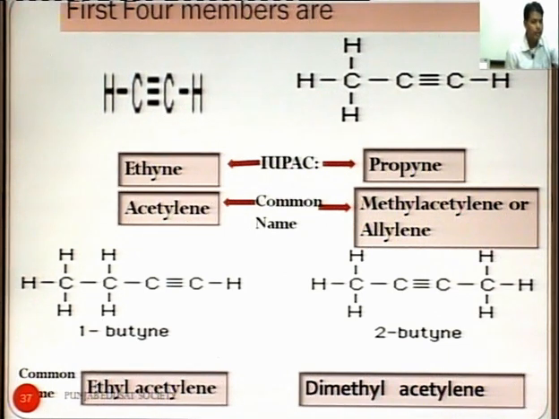Next members are 1-butyne, for 4 carbon atoms with the triple bond at the first position, and 2-butyne, with the triple bond at the second position. Common names are ethyl acetylene and dimethyl acetylene, that is common names are according to the acetylene group. So, ethyl acetylene and dimethyl acetylene.